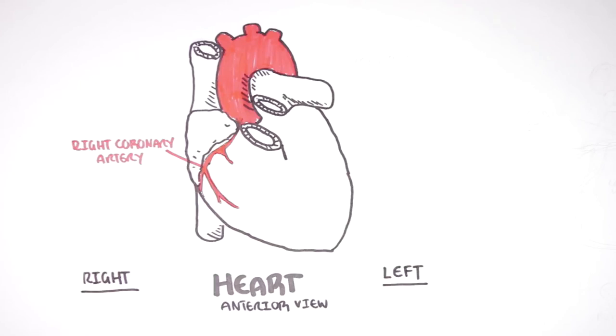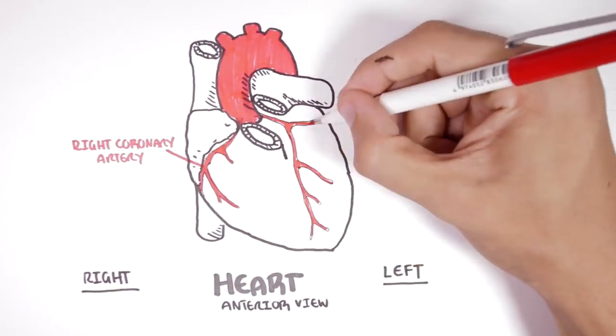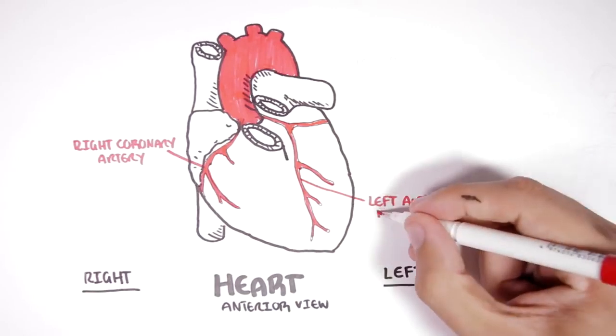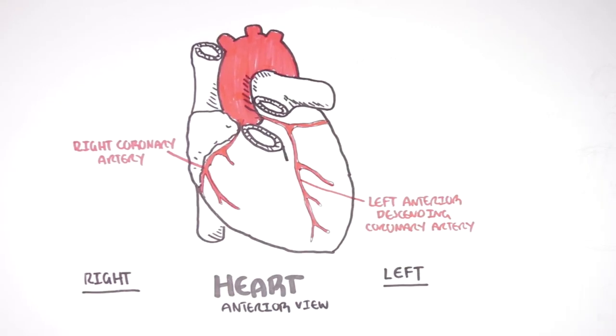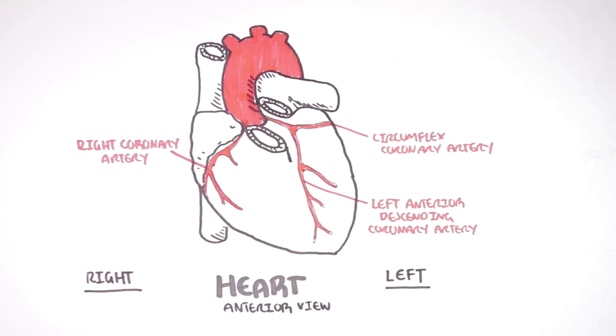And these arteries from the right coronary artery will supply the right atrium, the right ventricle, and the sinoatrial and atrioventricular nodes, which are the conduction systems of the heart. Unfortunately, I have not drawn these names here. Anyways, we also have the left coronary artery that will divide into the left anterior descending artery and the circumflex artery. These arteries will supply blood to the left atrium and the left ventricle.